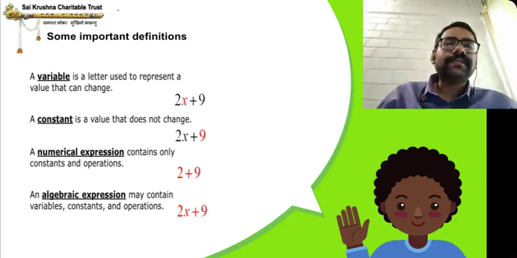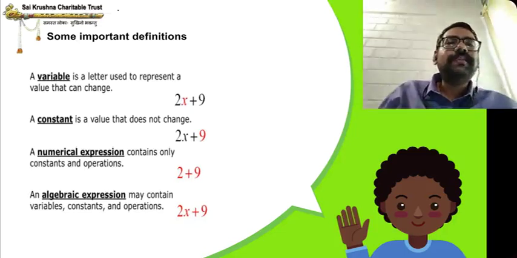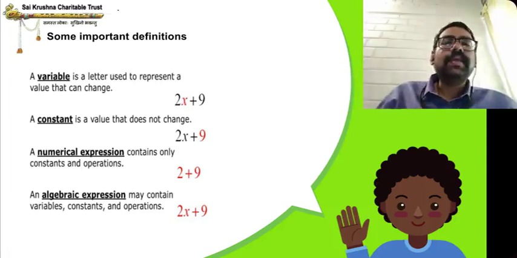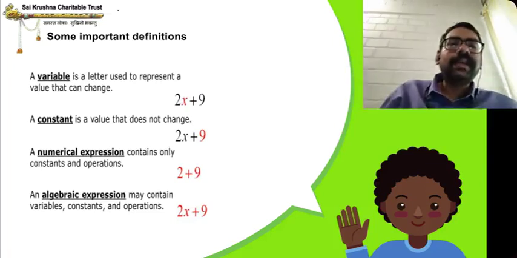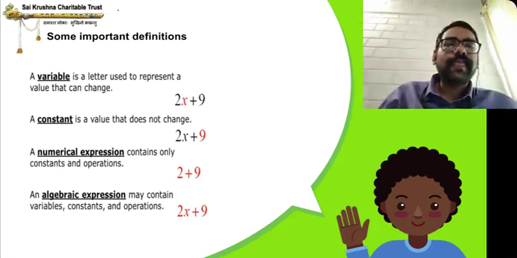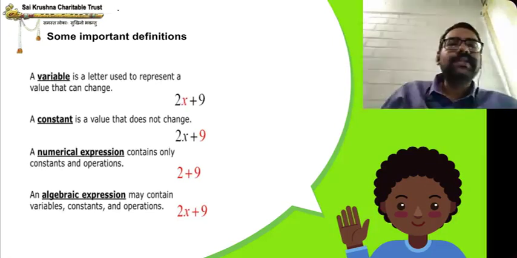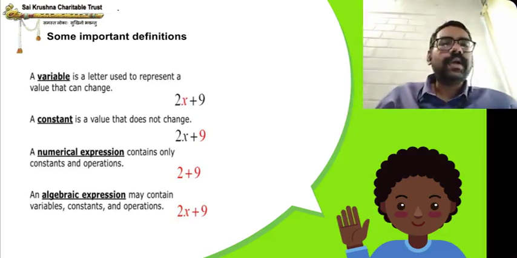Okay, the constants are 2 and 9. The operations are plus, minus, multiplication, all are called operations. An algebraic expression may contain variables, constants and operations. 2x plus 9 is an algebraic expression containing a variable, constants and operations.